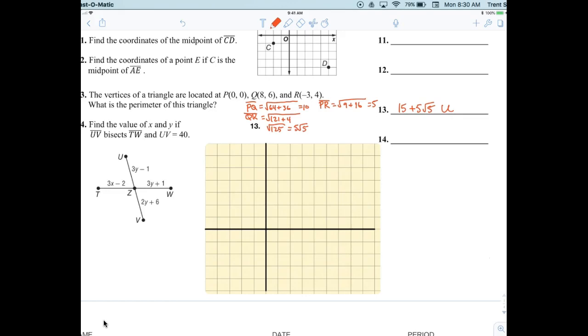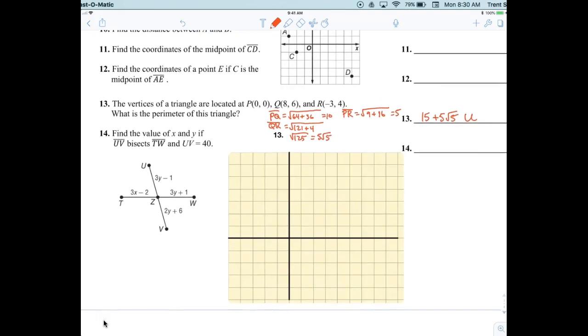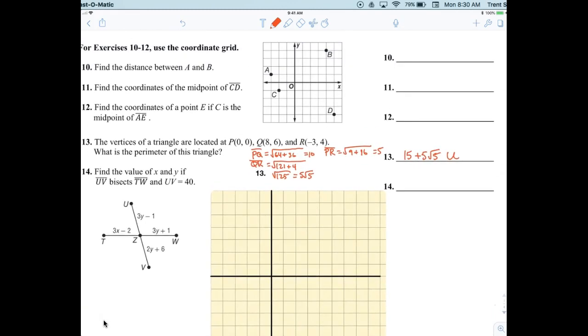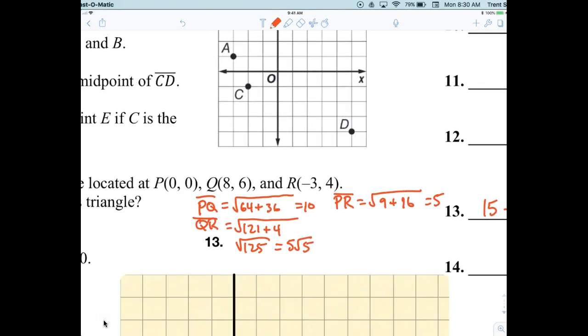Yes. Number 12. Let's see. If C is the midpoint of AE, find the coordinates of point E. So this one's kind of tricky, okay? I don't know where E is. Do you agree? Now I'm going to put a dot here and try to show you something. I'm going to move that somewhere where C becomes the midpoint. So to me, if I was looking at it, it might be like that. Do you agree?